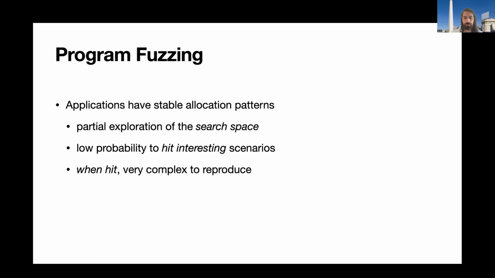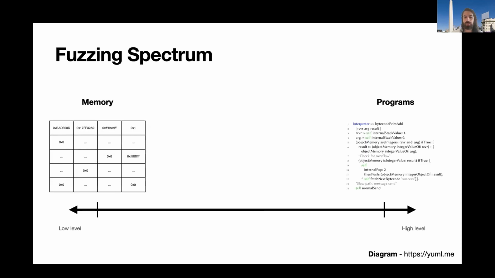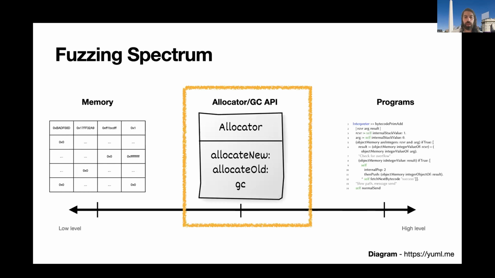So how can we improve on this? The idea we had was that, okay, we have this spectrum of low level and high level. What if we find something in the middle and fuzz directly the allocator and the GC API? The virtual machine already has an API that allows us to control where objects are allocated, what size they are, and when the garbage collector is run.